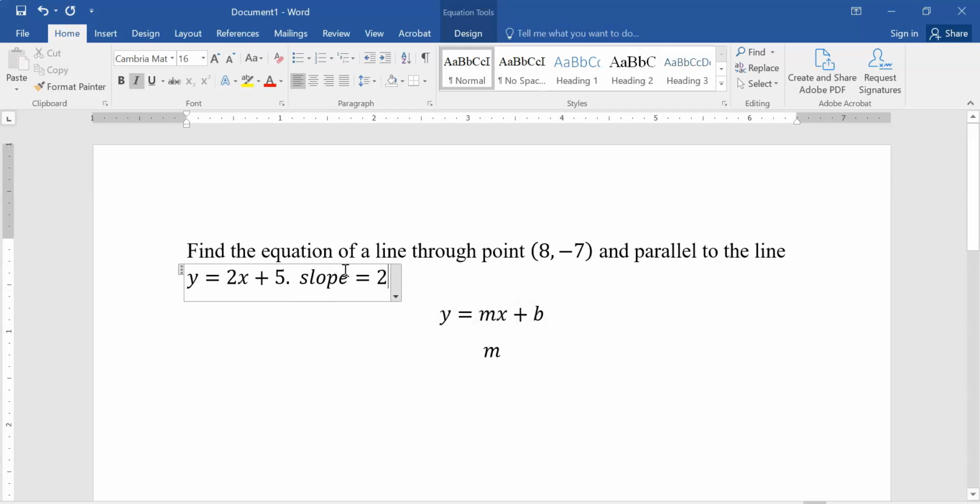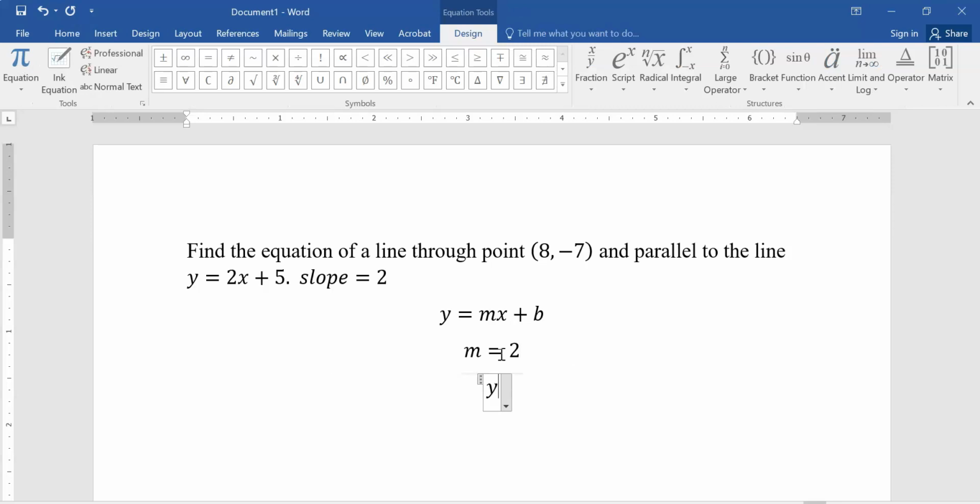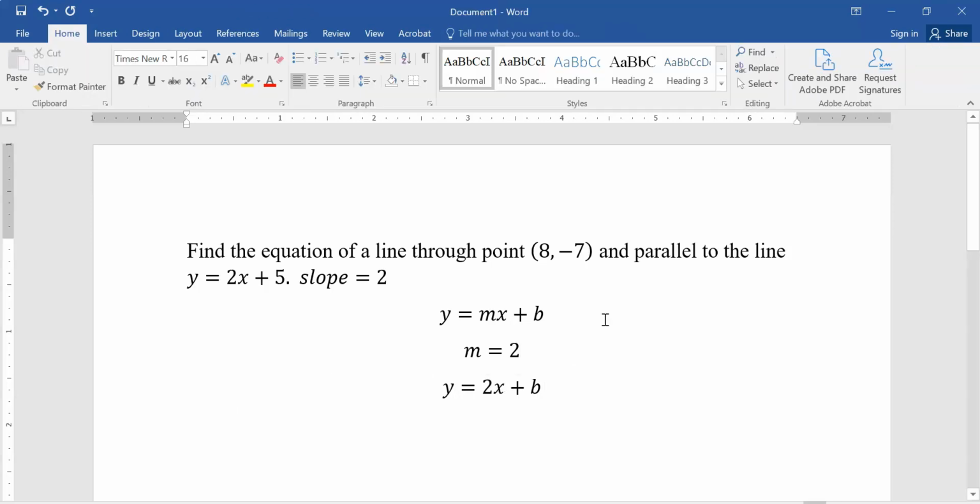That means my slope has to be the same. Parallel lines have the same slope. So my slope has to be 2. We write down y equals 2x plus b, and then we can plug in 8, -7 into this in order to get our b. So again, same slope.